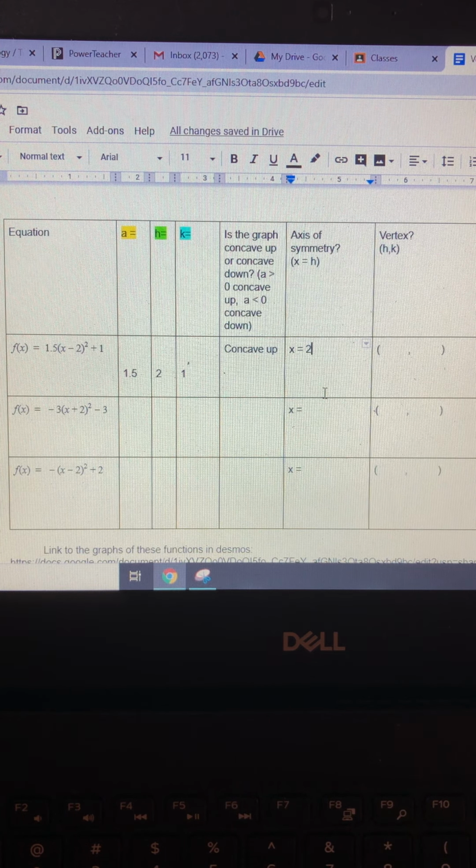And last but not least, we can determine the vertex of our parabola. The x-coordinate of our vertex is going to be the value of h, which is 2. And the y-coordinate of our vertex is going to be the value of k, which is 1. So for this first parabola, f of x equals 1.5 times the quantity x minus 2 squared plus 1, we determined that the graph should be concave up. It should have the axis of symmetry x equals 2, and it should have the vertex (2, 1).